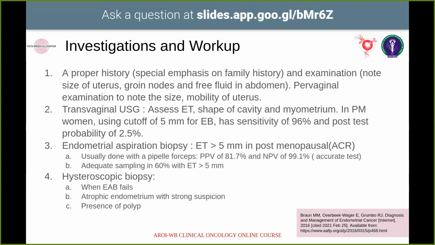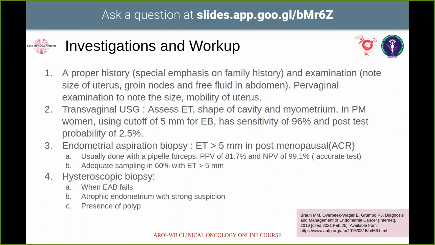The proper history, with a special emphasis on family history, is important because these are often associated with presence of other malignancies, particularly of the breast and colon. Examination should be focusing on evaluation of the uterus size and shape, presence of mobility of the uterus, groin nodes, and presence of free fluid in the abdomen.